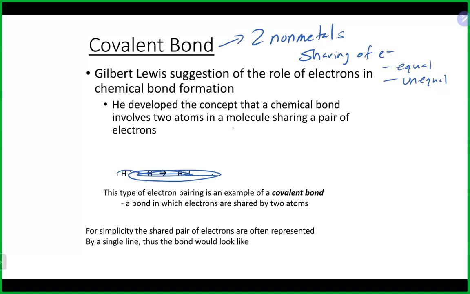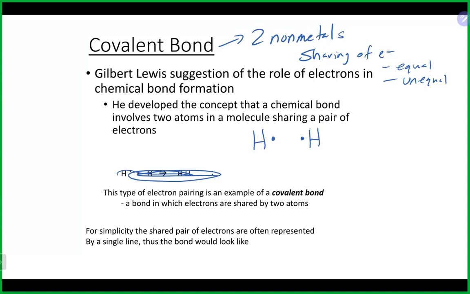So what happens, for example, if we take hydrogen, which only has one electron total, so it can only have one valence electron, and we put it together with another hydrogen? They both definitely want to hang on to their electrons, because remember, hydrogen is still a nonmetal, even though it's on the left-hand side of the periodic table.